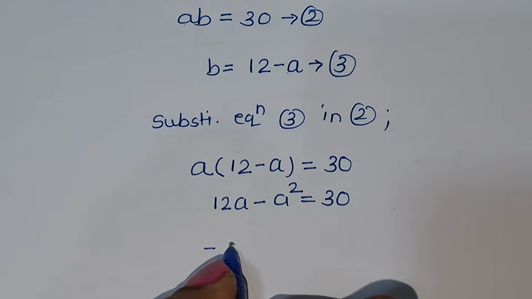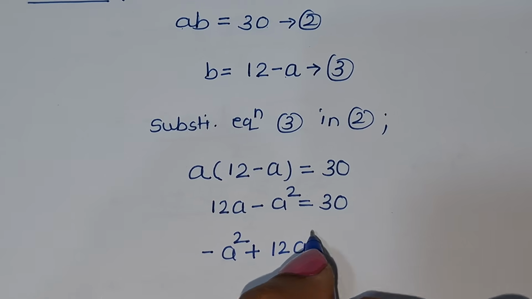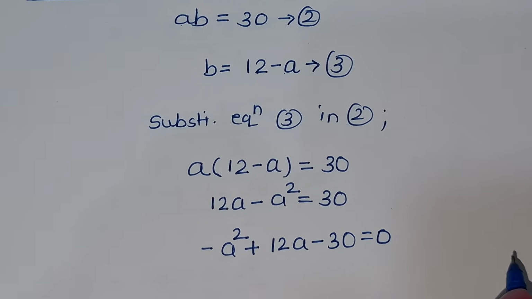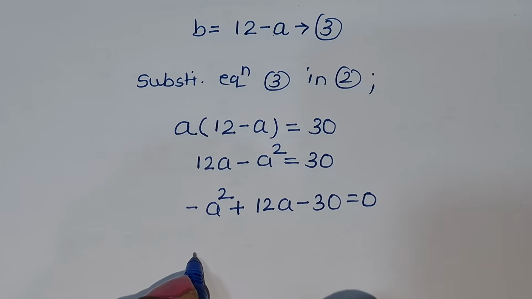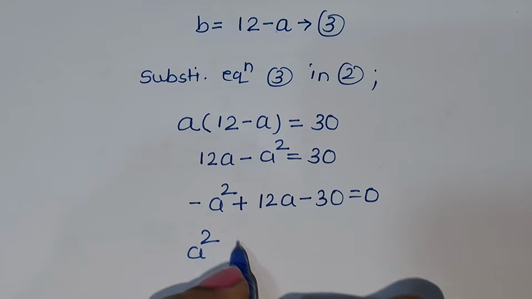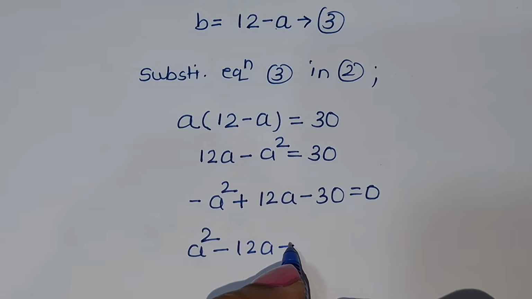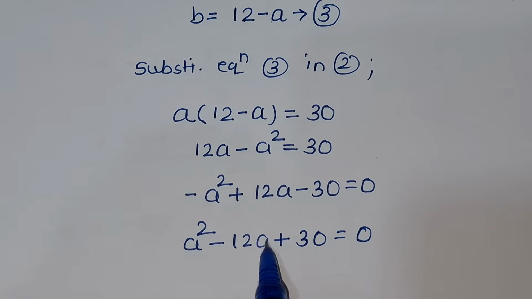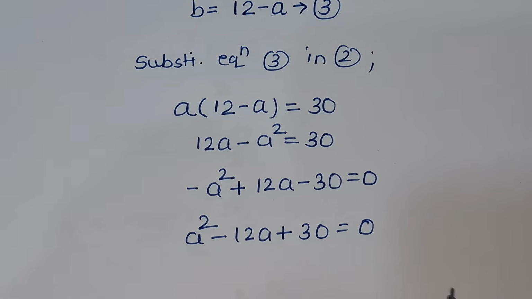Now 12a minus a square equal to 30. So we can write this one: minus a square plus 12a minus 30 equal to 0. If we multiply the whole term by minus 1, then a square will become positive, and minus 12a will become positive 30, equal to 0. So a square minus 12a plus 30 equal to 0. We got one equation here, right?